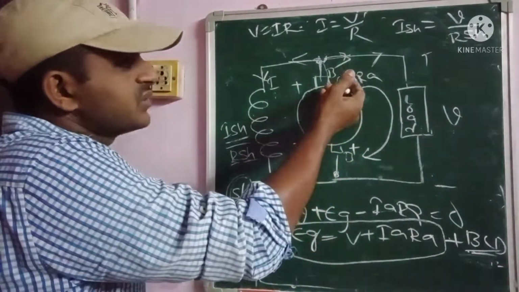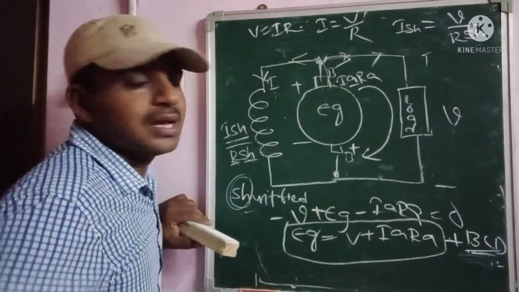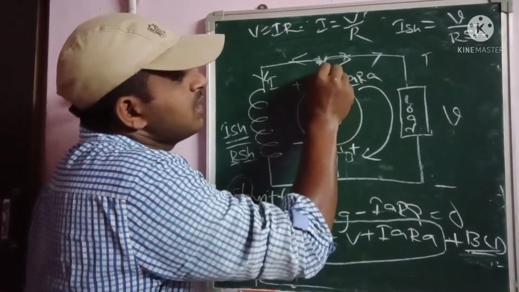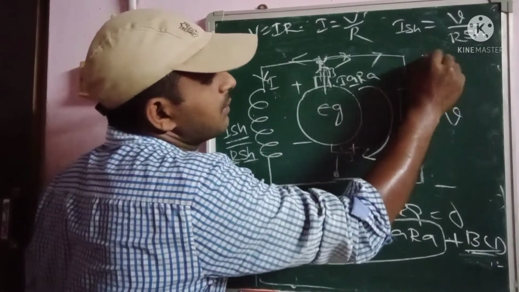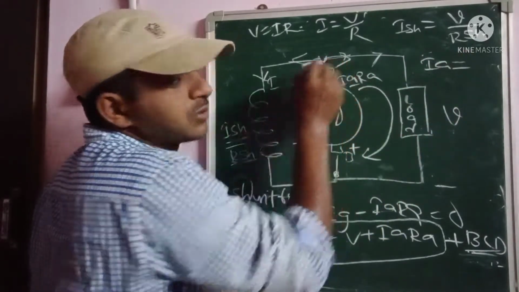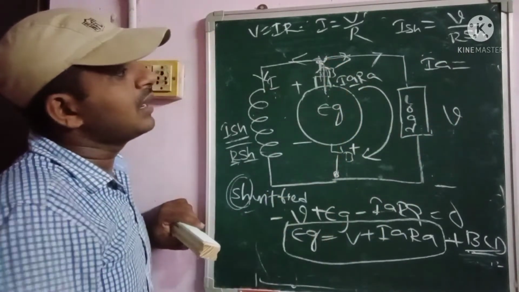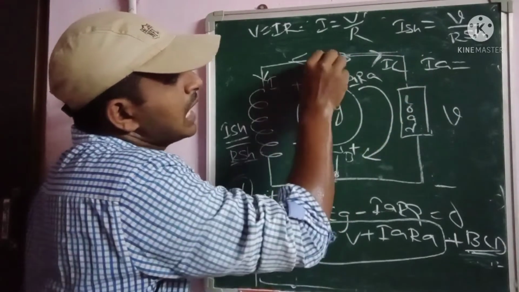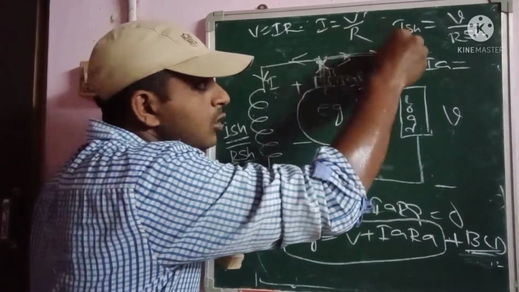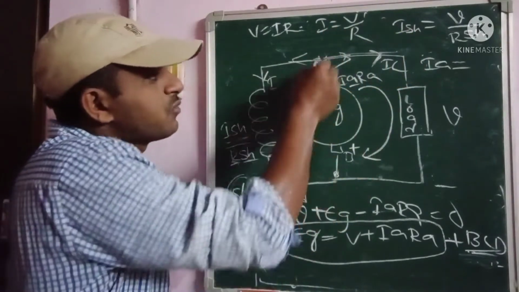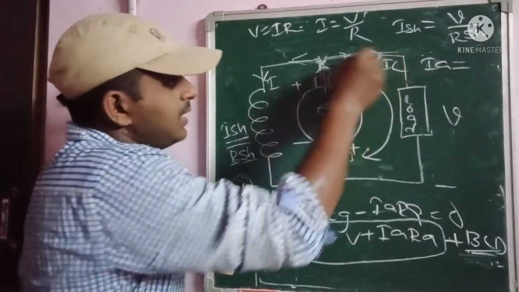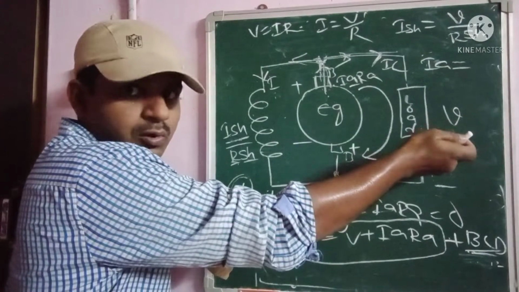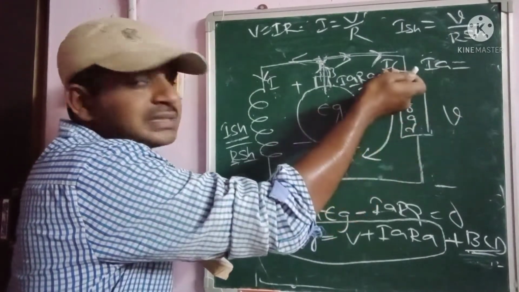Coming to the junction here, the current flowing from the armature is IA. IA is equal to what? Some of the current will be flowing to the load, as well as some of the current flowing to the field winding. So this is IL as well as ISH. Load voltage is V, and load current is IL.